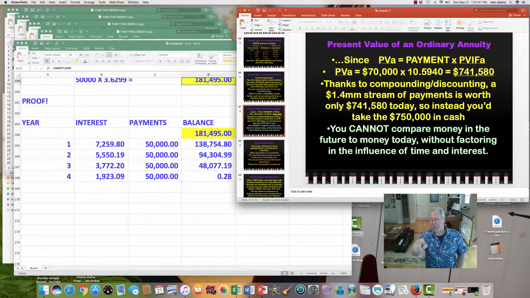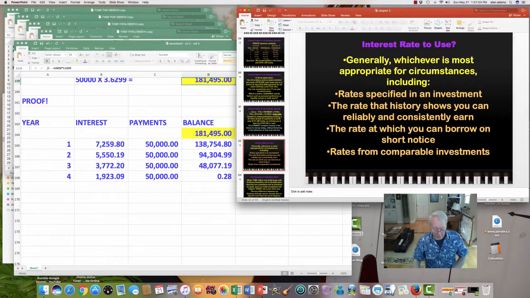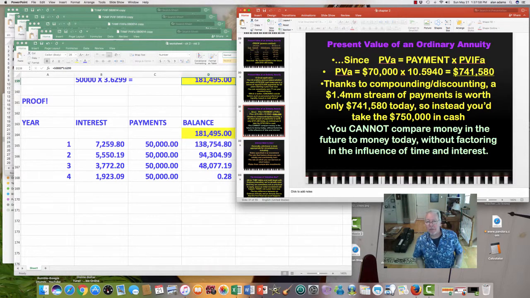Okay? Remember, friends, see it on the slide here. You can't compare money in the future to money today unless you factor in the time value of money. Okay? All right. And the interest rate to use, I'm going to wait on that topic.